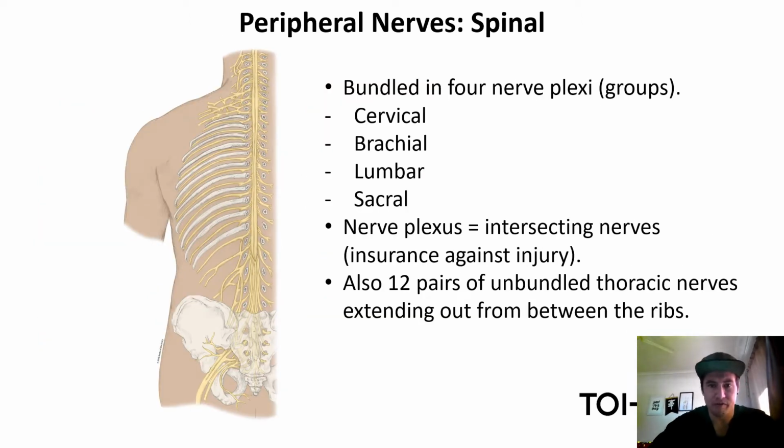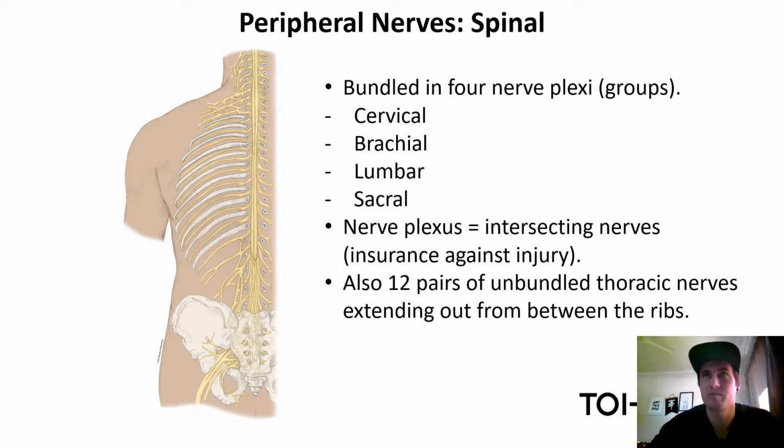If we look at peripheral nerves around the spine, they are then bundled into 4 different groups called plexi, which are your cervical, brachial, lumbar, and sacral. These nerve plexus are intersecting nerves, separated into groups, so that helps to prevent injury or the severity of injury.